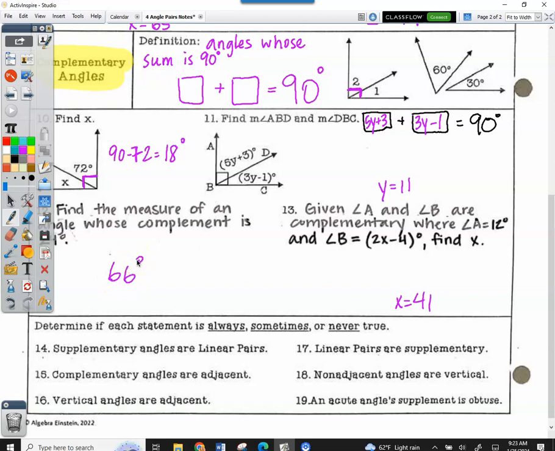How do you feel about this? Not bad. We had one section where they're equal. We had one section where they add to 180. Second section where they add to 180. And then a section where they add to 90. You have a Delta Math digital assignment posted that is practicing this, okay?